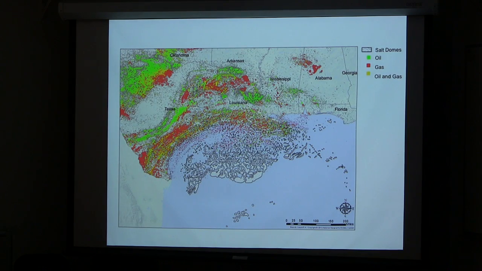So another map of the Gulf of Mexico, this time showing the hydrocarbon distribution within this environment. So the green, red, and yellow all correspond here to different hydrocarbon phases, and you can see that hydrocarbons do have a large association with salt domes, specifically in regards to these domes located within the terrestrial environment.